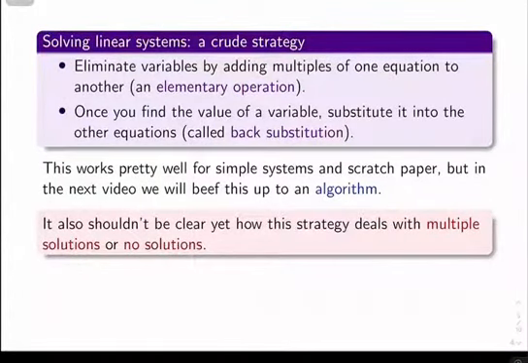What I just did earlier is a strategy where I eliminate variables by adding multiples of one equation to another, and also multiplying an equation by a non-zero number. And in what just happened, I did find the value of one variable. And once I found that value of z, I just substituted into the other equations. So I did the back substitution.